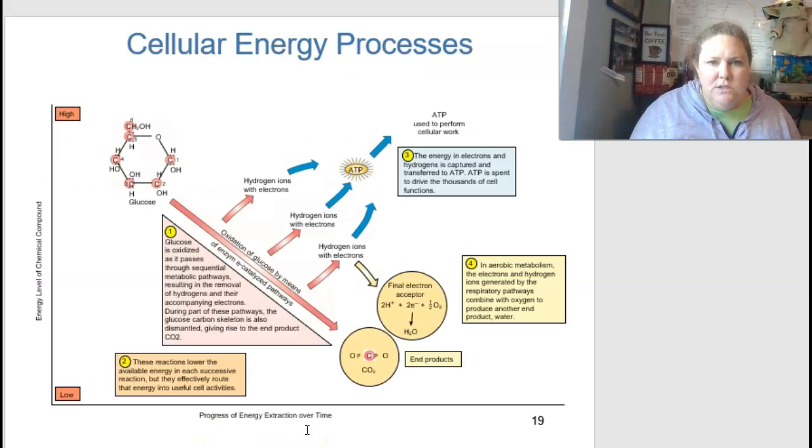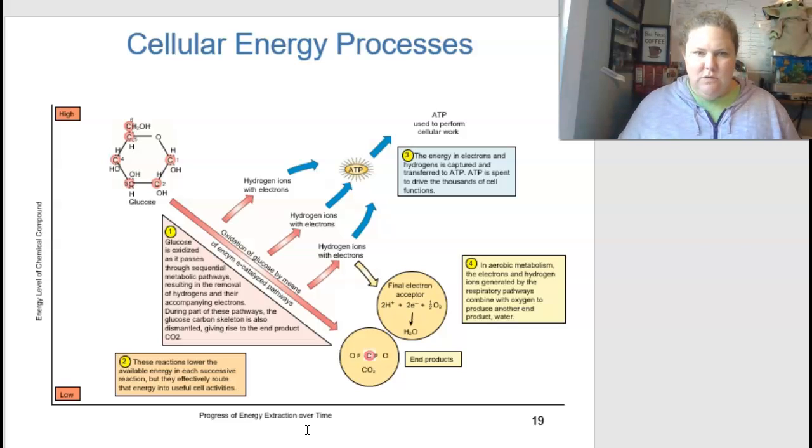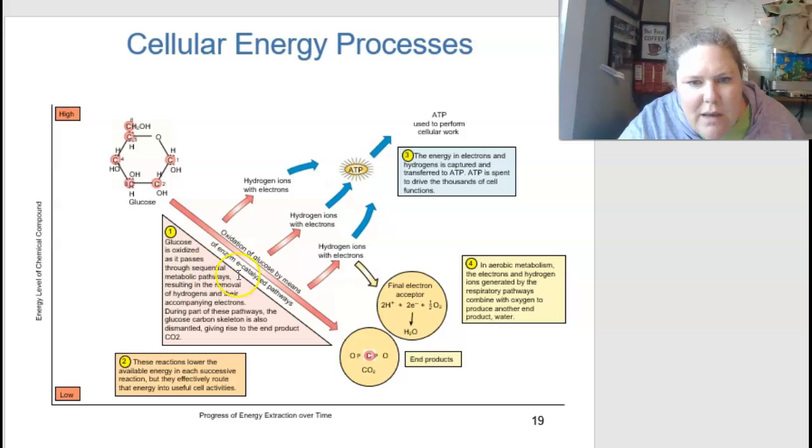Okay. So if we look at this figure, this would be a picture of cellular energy processes. Okay. So you can see in step 1 that the glucose is going to be oxidized as it passes through the subsequent metabolic pathways, resulting in the removal of the hydrogens and their accompanying electrons. And then during this part of the pathways, the glucose carbon skeleton is also taken apart or dismantled, giving rise to the end product CO2. These reactions lower the available energy in each successive reaction, but they effectively route that energy into useful cell activities.